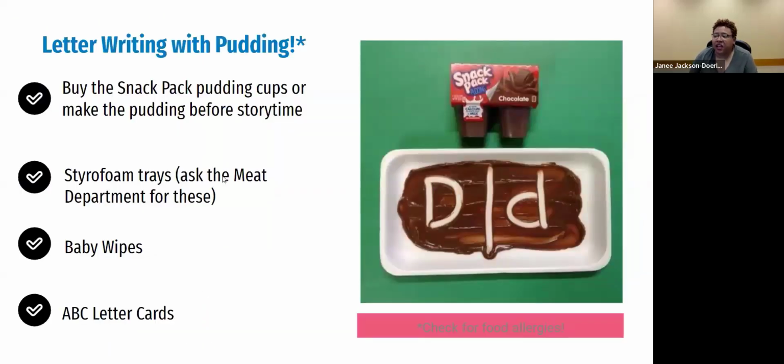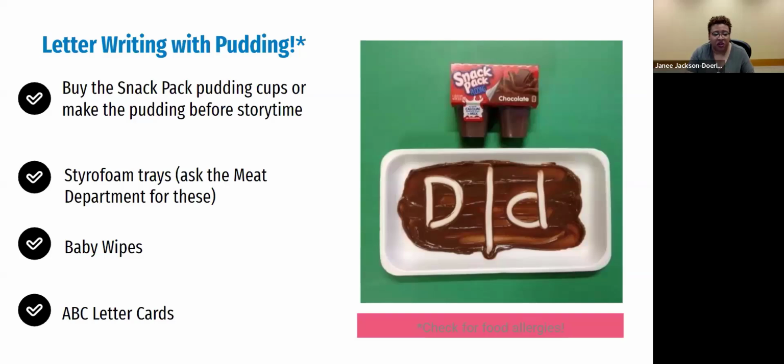With preschoolers, I loved letter writing with them, but I loved letter writing with pudding. This is something I learned in Head Start that the lead teachers taught me how to do with the kids. This was a lot of fun. We grabbed clean styrofoam trays. You can ask the meat department for these. You can use the snack pack pudding cups, or you can make pudding ahead of time before story time. We use baby wipes and ABC cards.